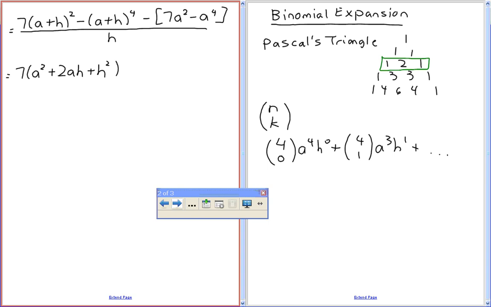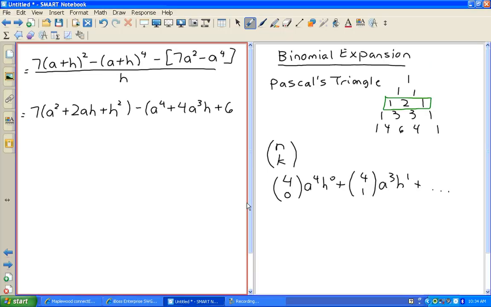Okay, subtracting. Bracket a to the 4th, plus 4a cubed h. Good. Plus 6a squared h squared.